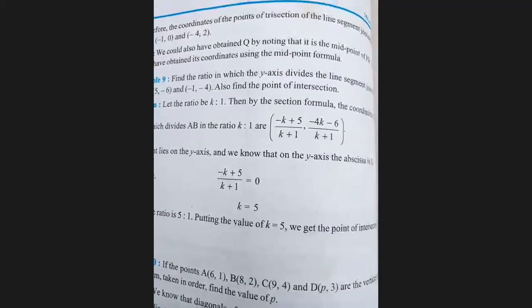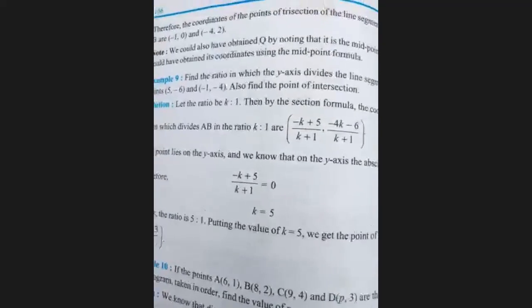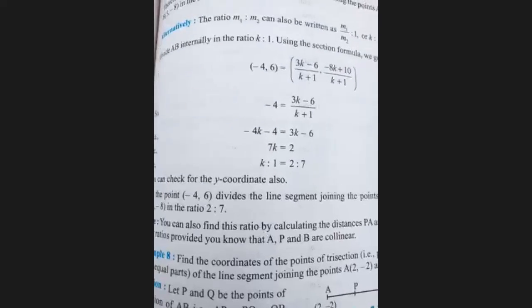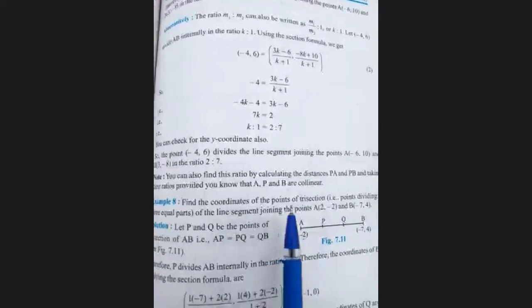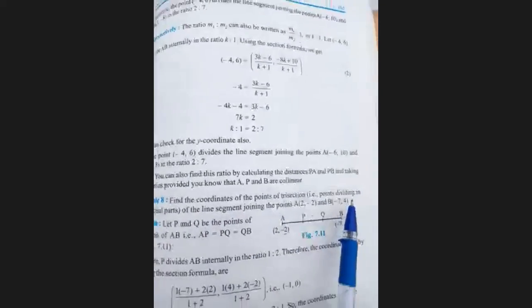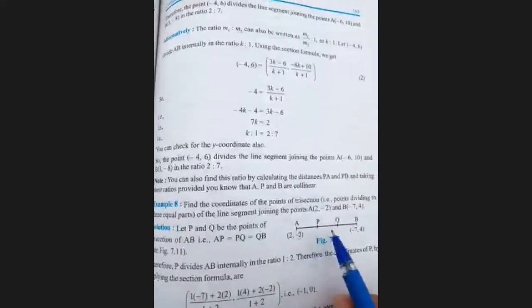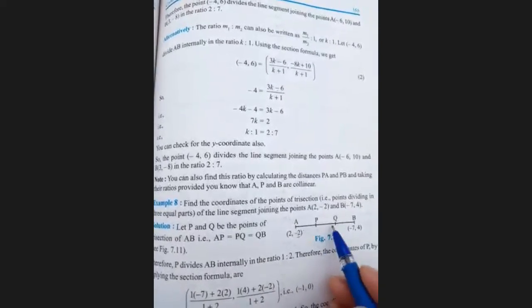Okay, very good. Example number 8. Simply, I am explaining this example and solution; all of you do it yourself. Example number 8, I am telling you. The question is, find the coordinates of the points of intersection, that is, the points dividing into 3 equal parts. So what do we have to find? The coordinates of the points. Whatever points you get when you divide in trisection, we have to find their coordinates.